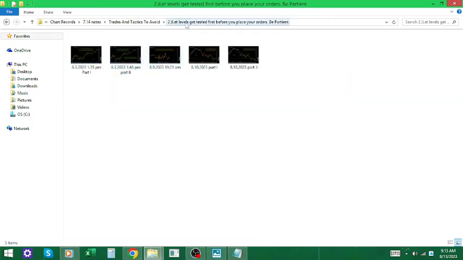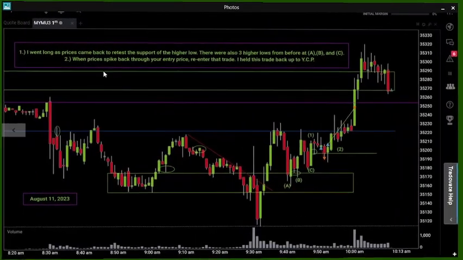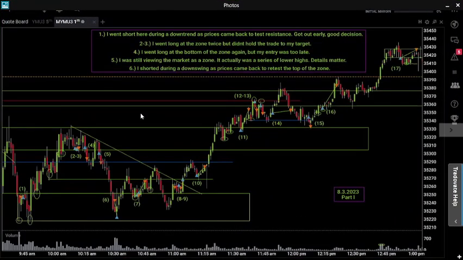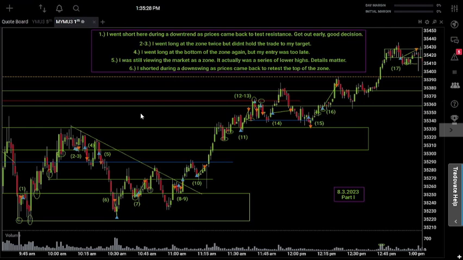Let levels get tested first before you place your orders, and be patient. And that is so important because a lot of times in the market, you might have an idea about a certain level holding up, but you never know how much momentum is going to come into the market as prices come to that level. So you don't know if prices are going to reverse at that level, or if they're just going to keep pushing through. You just have a good idea, but you never have 100% certainty.